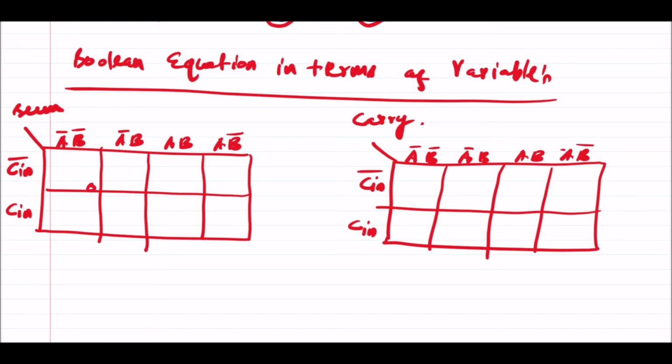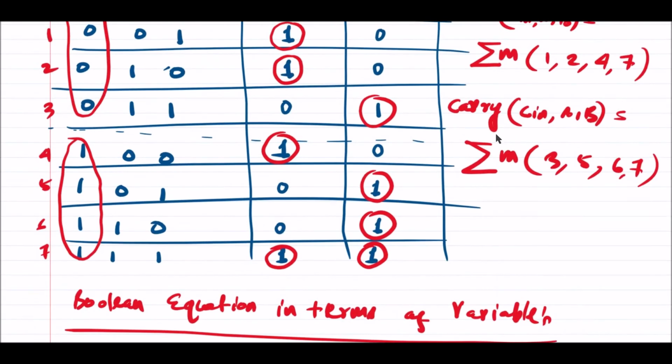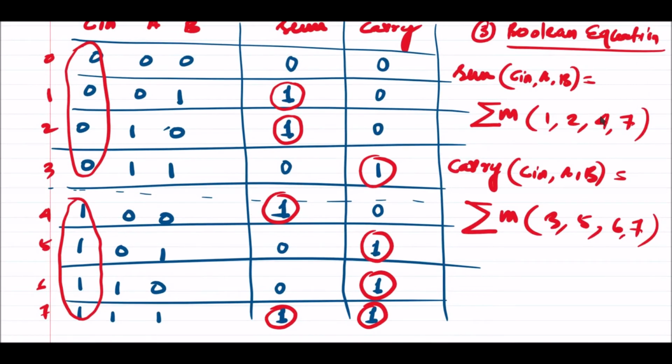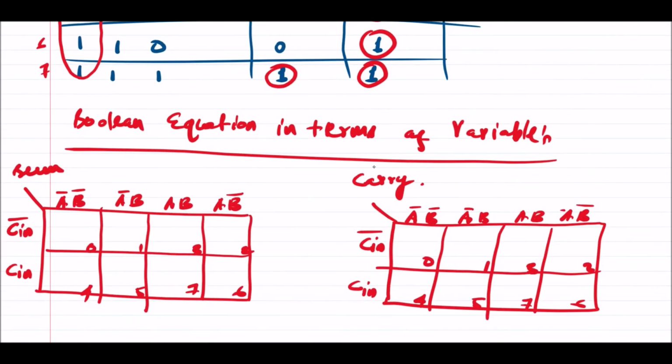So this cell is 0, this one is 1, 3, 2, 4, 5, 7 and 6. So let us fill the cells. So my sum is 1, 2, 4, 7. So the sum is equal to 1 at 1, 2, 4 and 7.